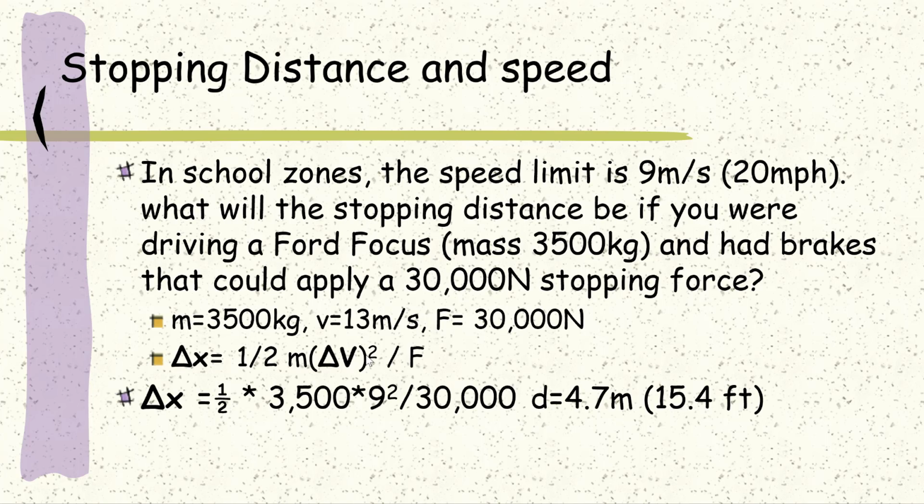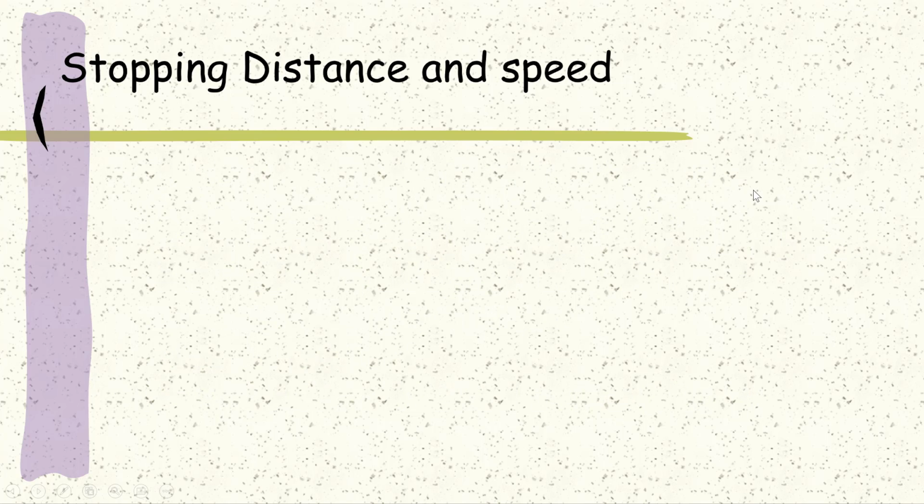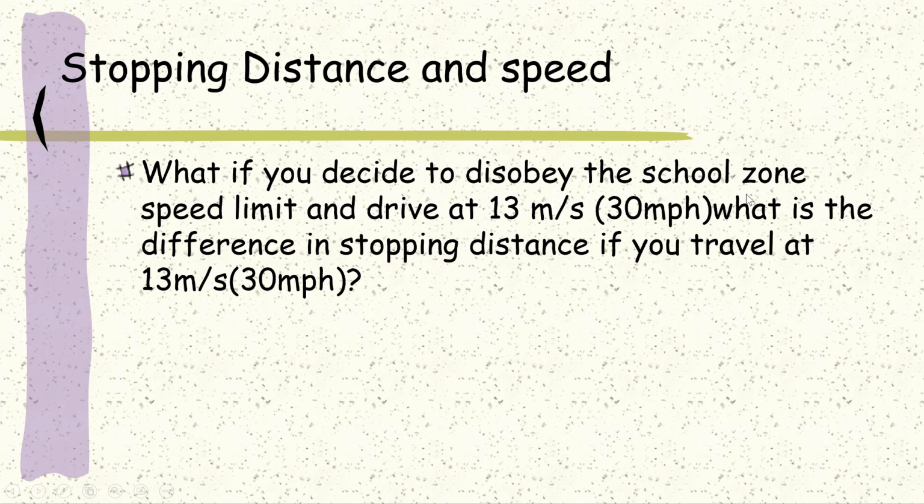But I know most teenagers and most people in general see stop lines as more of an option. So let's imagine something that you may do instead. Instead of going 20 miles an hour in a school zone, let's say that you are going to go 30 miles an hour, just 10 over, not a big deal. Let's take a look at the stopping distance then.